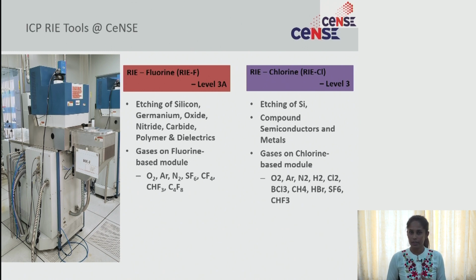So it's a level 3 tool. Metals can be allowed and metal etching is allowed. So here again we use it to etch all our compound semiconductors along with the metals, and these are the chlorine and fluorine based gases available in the tool.